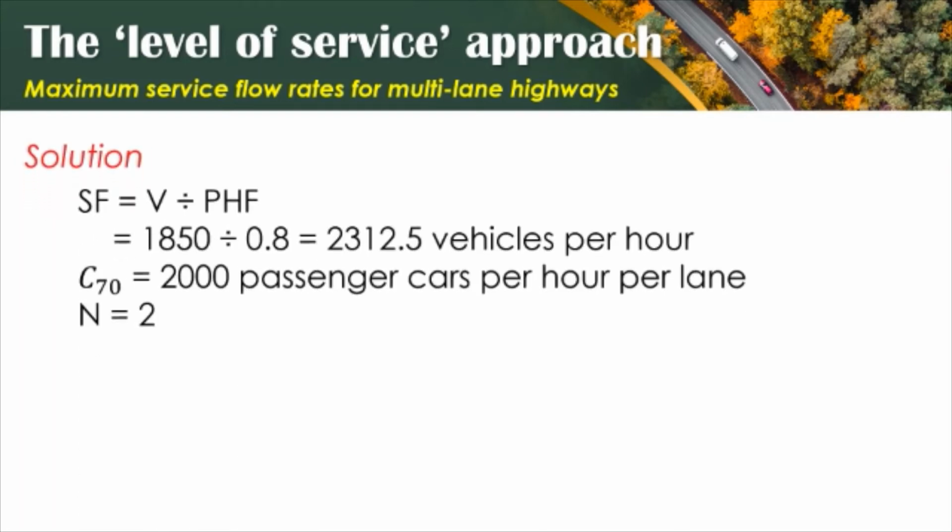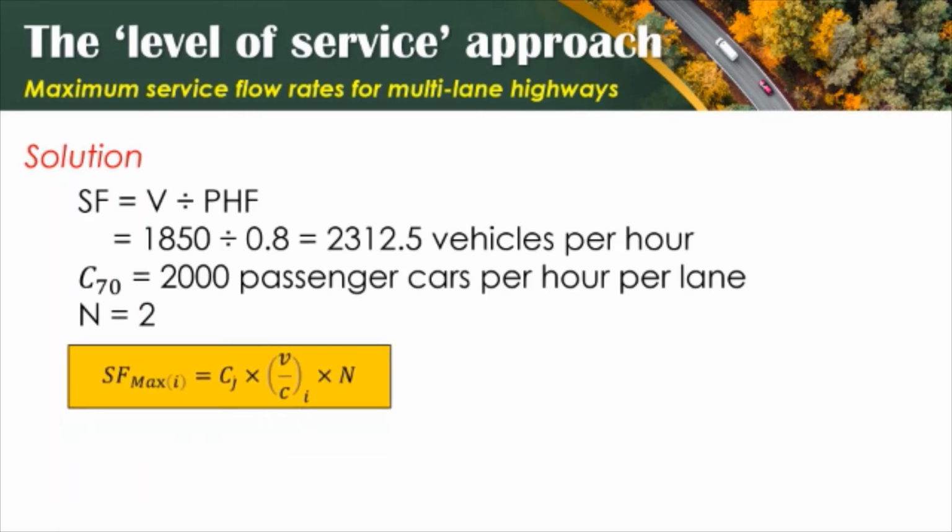The service flow can be calculated knowing the hourly volume during the peak hour and the peak hour factor, which is 1,850 divided by 0.8, equal to 2,312.5 vehicles per hour. Since the maximum service flow is equal to C sub j times V over C times N, therefore, we obtain 0.58.